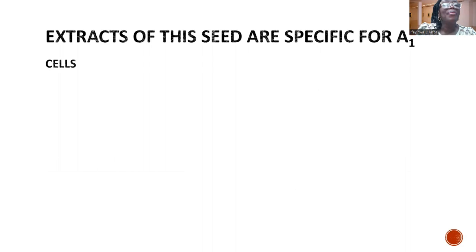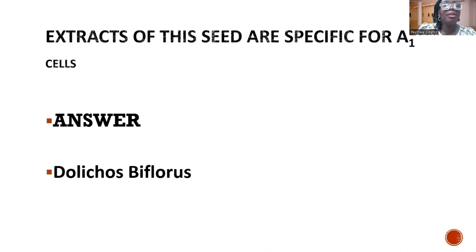Next question says, extracts of this seed are specific for A cells. Answer: Dolichos biflorus. The extract of this seed, Dolichos biflorus, is specific for A cells.